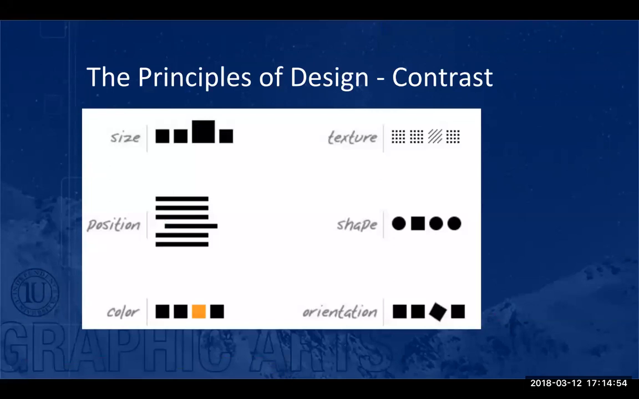You can do this with size, position, color, texture, shape, or even orientation of shapes. The contrast, obviously, in these examples: the one bigger square, the one line that's out of line, the one different color, the one different texture, the one different shape, and the shape that's turned on its side. That all lends contrast to a design.